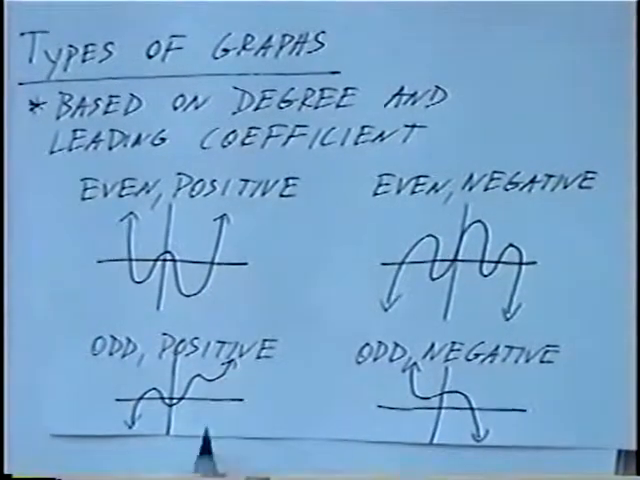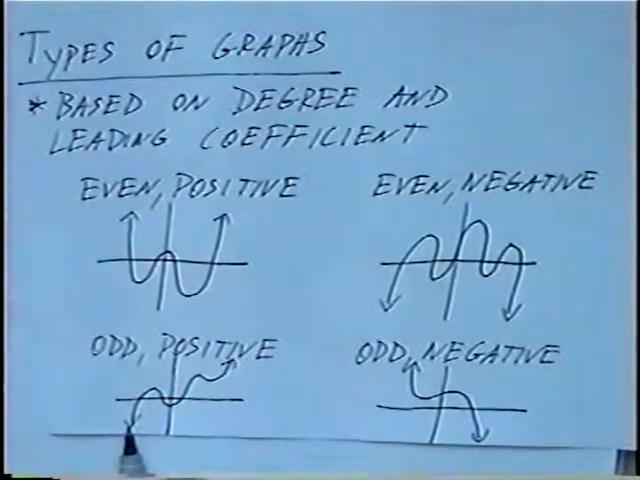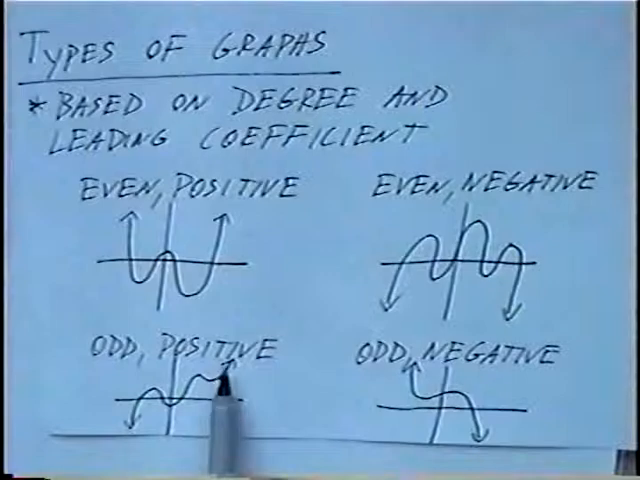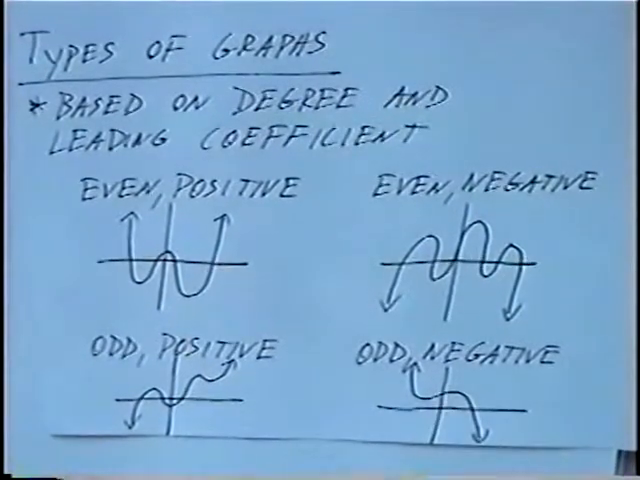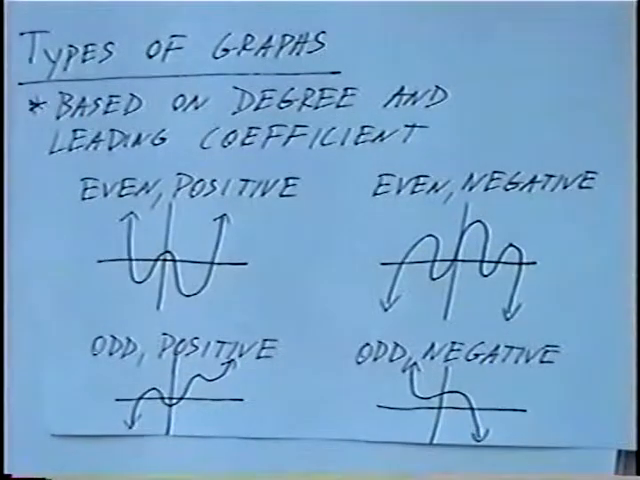If it's a positive coefficient, again a positive number in front of the degree, it'll start at the bottom left and go to the top right. If it's a negative coefficient, it'll start at the top left and go down to the bottom right. All the curves in the middle of the graph are based upon the rest of the function.